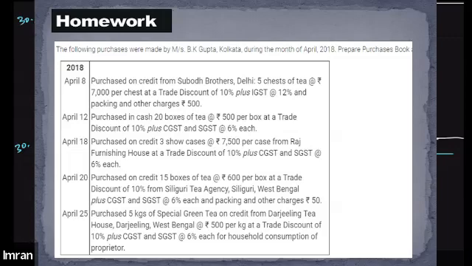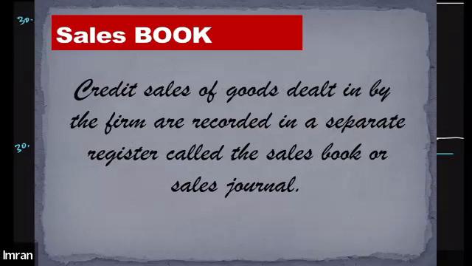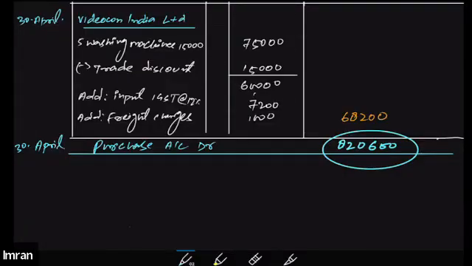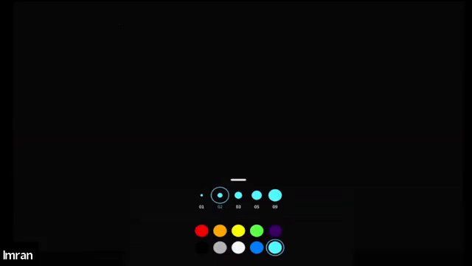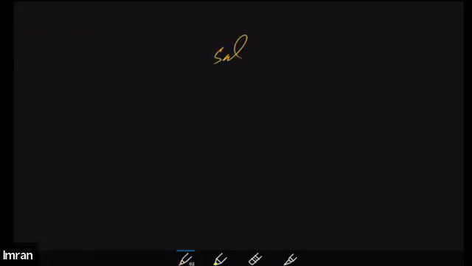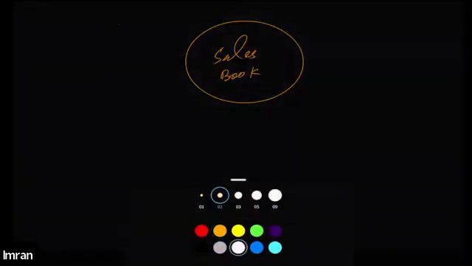Next topic, in fact, we did the purchase book. Now we'll understand the concept regarding the sales book. All right. Now see, just like the purchase book, the sales book is pretty much similar to the purchase book. Only thing this time is that in case of the sales book, what do we actually record? Sales book basically is a subsidiary book just like the purchase book, and it deals with the transactions which are related to credit sale of goods.